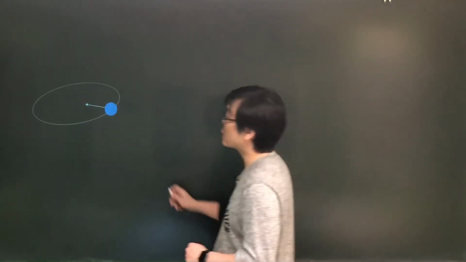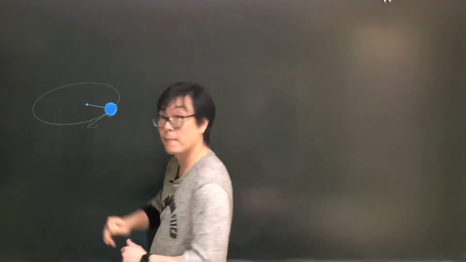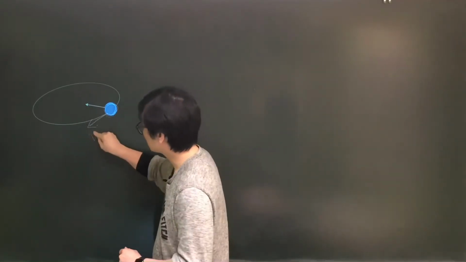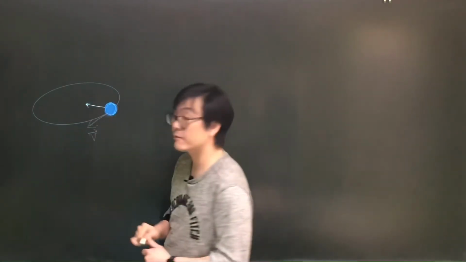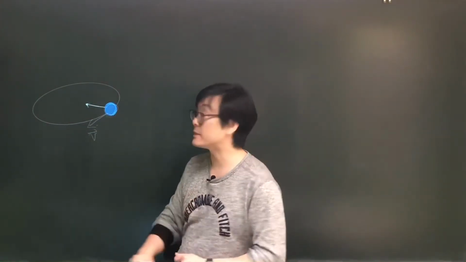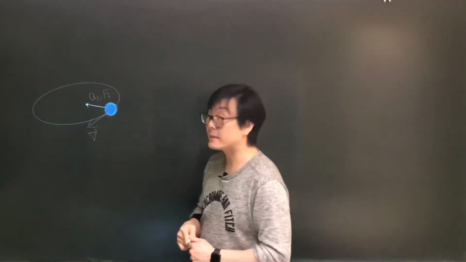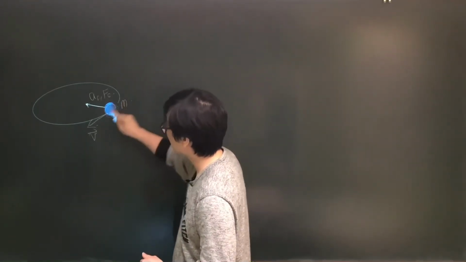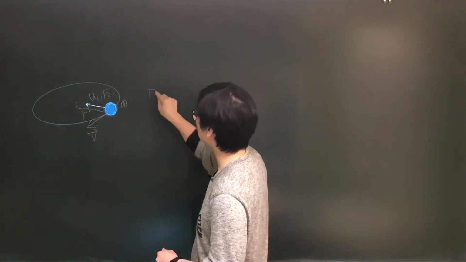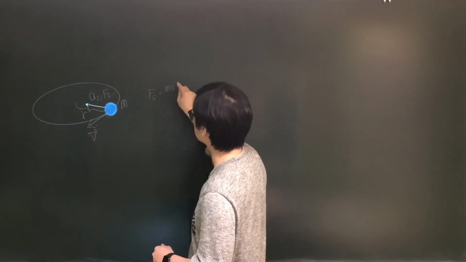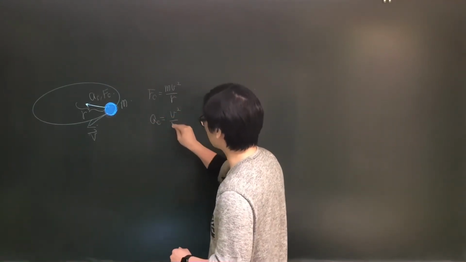Whenever an object is rotating in circular motion, we always have velocity in the tangential direction, and we always have, no exception, centripetal acceleration and centripetal force toward the center. In this case, if the object's mass is m and the radius from the center to the object is r, then centripetal force is mv squared over r, and centripetal acceleration is simply v squared over r.